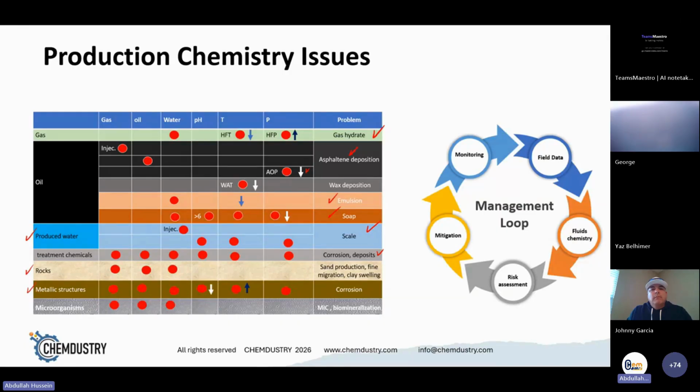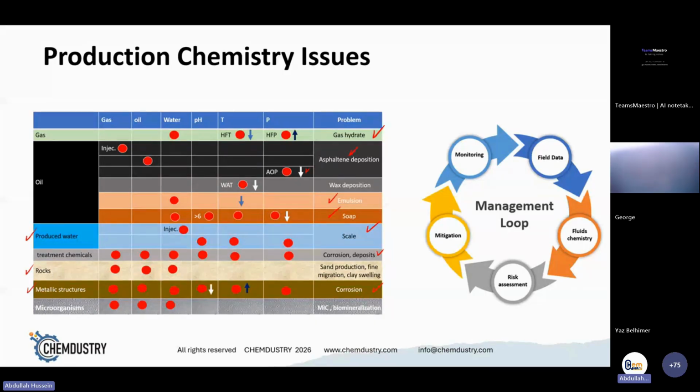Another phase, the metallic structures: the pipelines, the vessels, the tubing. These can react with the different fluids, and the ultimate result will be corrosion and system integrity issues. The last one, we have the microorganisms. These live in the system, and they hoard and scavenge their nutrients, and they will cause microbial corrosion or biomineralization. So these are the phases that we have, and these are the challenges that might show up because of the different reactions, whether chemical, electrochemical, biochemical, or physical.